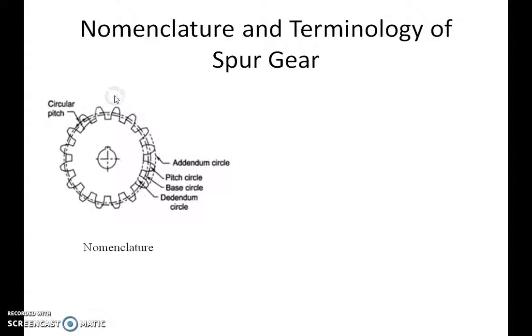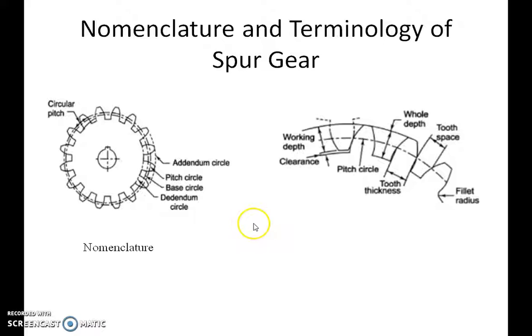For a spur gear, as we know, in the nomenclature, the major important terms are, say, circular pitch. I am showing the points. Then the addendum circle and the outermost edge. Then the pitch circle, the virtual contact zone, base circle, and the dedendum circle.